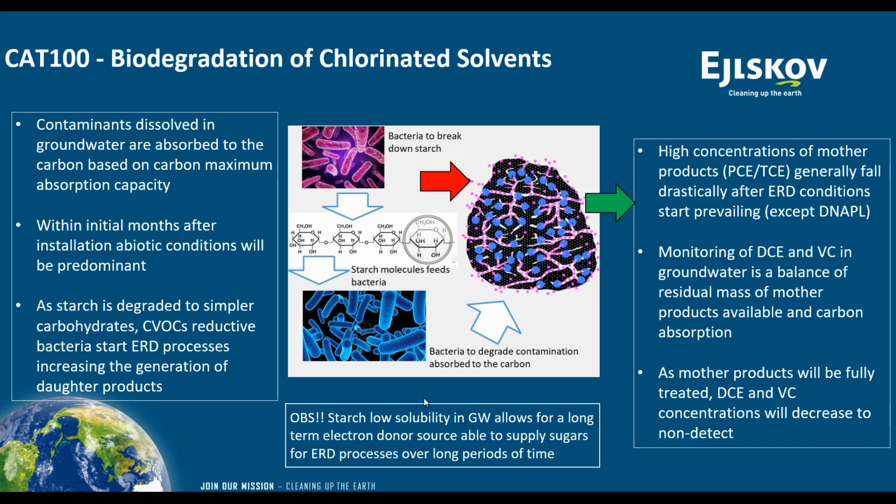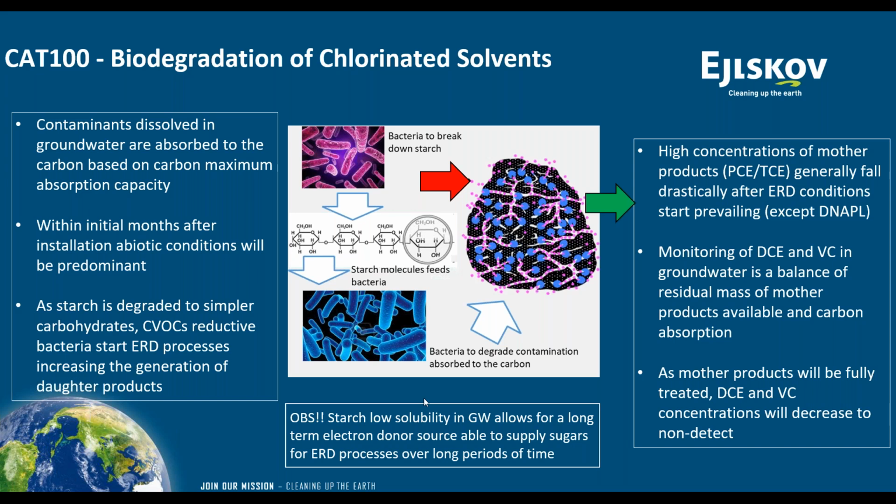So what happens in reality, once the installation is performed, is that the bacteria that are introduced with the slurry and BOS 100 and the electron donor source are now starting to break down the starch into simpler molecules and simpler sugars, which allow the other bacteria, which are now those responsible for the ERD process, to be able to degrade the contamination.